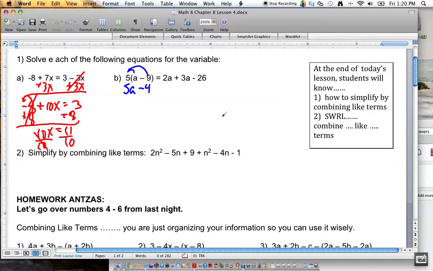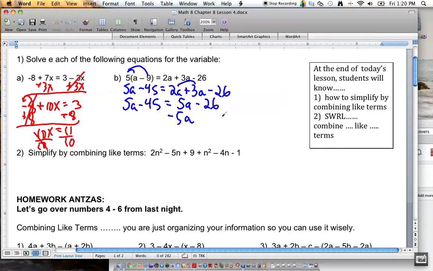All right, let's distribute the 5 here. 5a minus 45 is 2a plus 3a minus 26. And this is like the last question that was on your test. So I see a same side here, so I got to do same operation. 4a minus 45 is 2a's and 3a's. That's my same side, is 5a's minus 26.